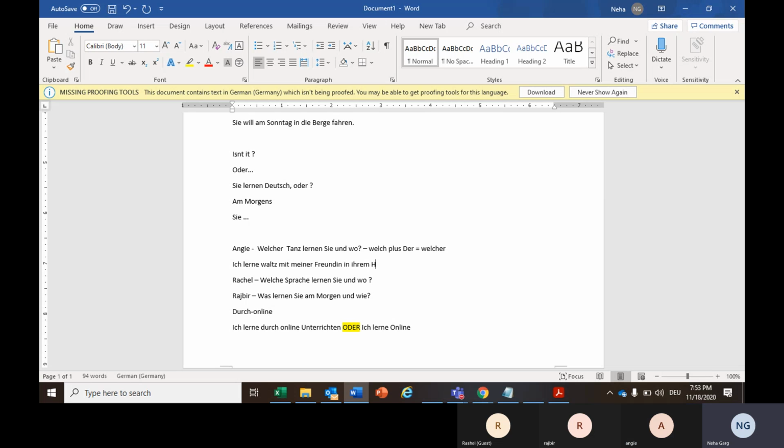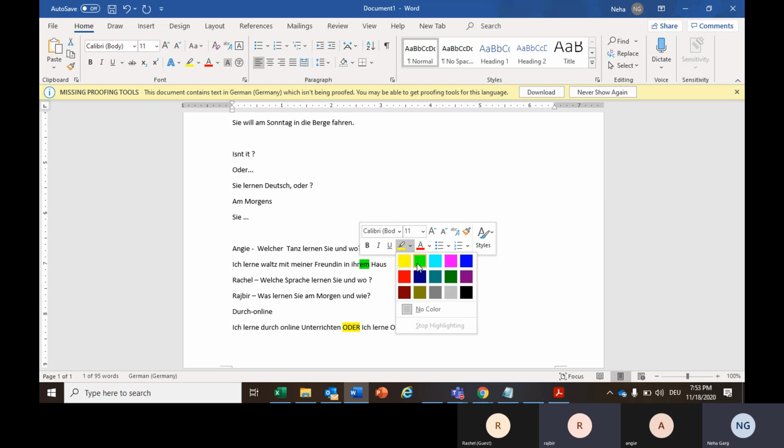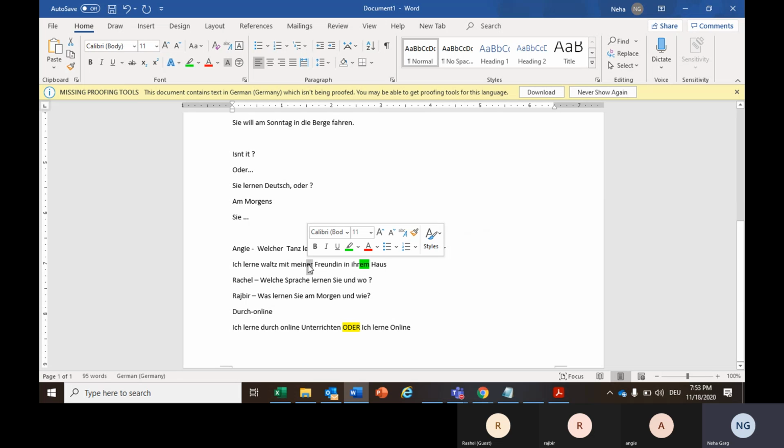In ihrem Haus. Now again, this is also dative case. The ones I am highlighting in green are due to dative cases, and why they are dative will be clear once we learn dative cases. So the grammatically correct sentence would be was mit meiner Freundin in ihrem Haus. Okay.